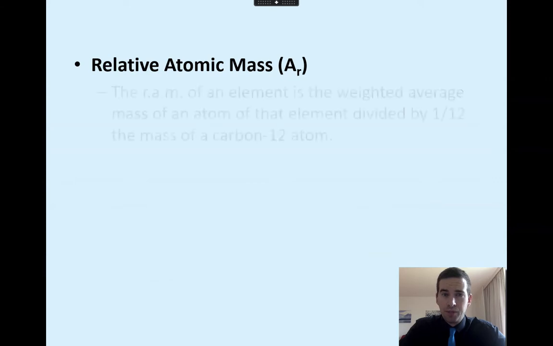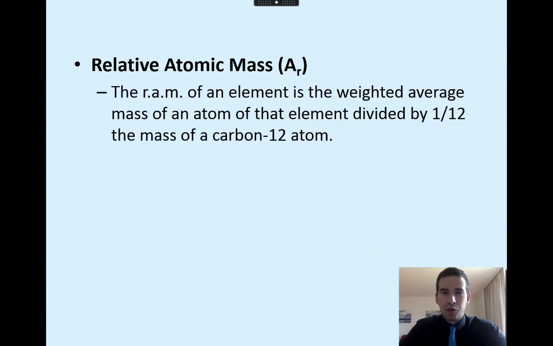So first of all, relative atomic mass. Now, the definition is given here. This is one of the key terms highlighted in your book. Therefore, I want you to be adding it to your glossary. Okay? This is also one of the key definitions which you may have to give word for word in an exam answer. Okay, so you need to learn these.